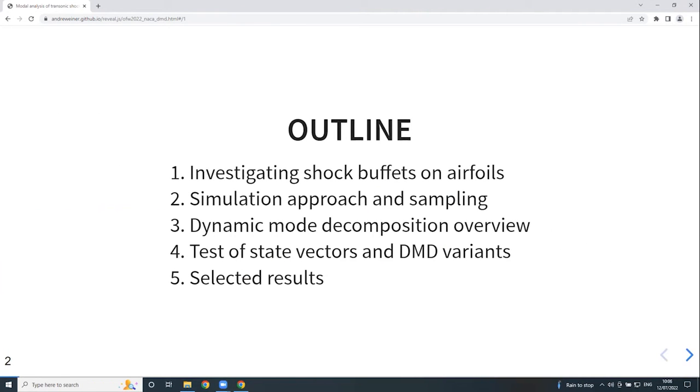I'm going to talk a little bit about the buffet phenomenon itself, and then I will very briefly show you how you can simulate that in OpenFOAM. And the main part will be on how to properly use the right variant of dynamic mode decomposition. I hope this is really going to be useful for anybody who wants to use dynamic mode decomposition on realistic flows involving scale-resolved turbulence and things like that. So I think this can save you a lot of headache. And then finally, I will show you some results I find quite interesting.